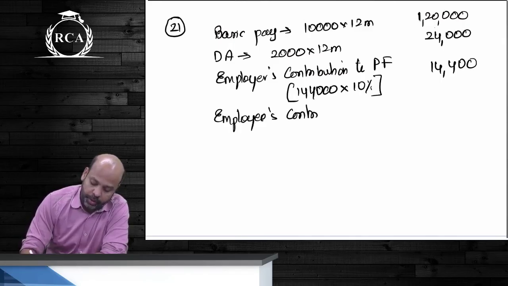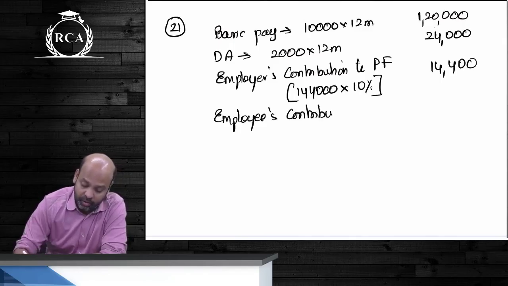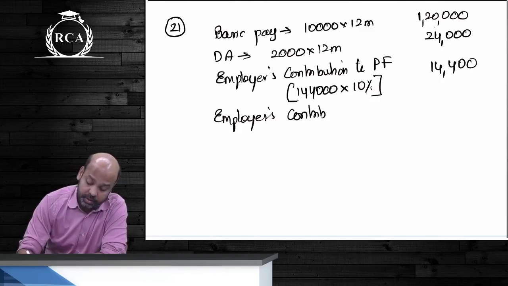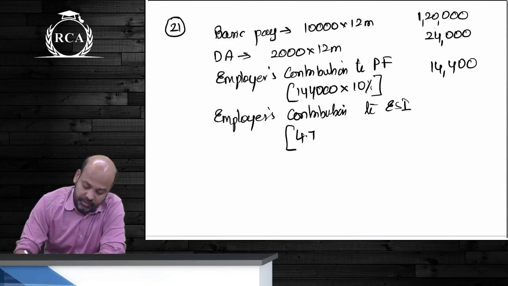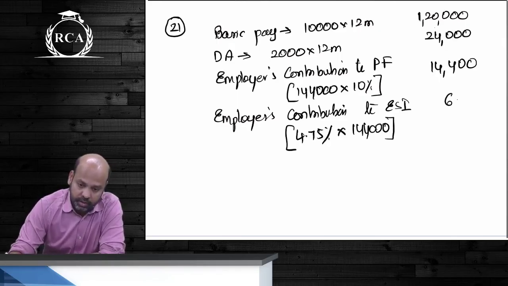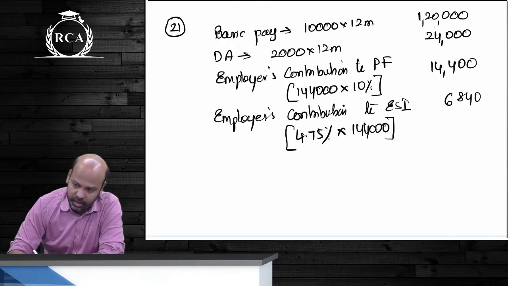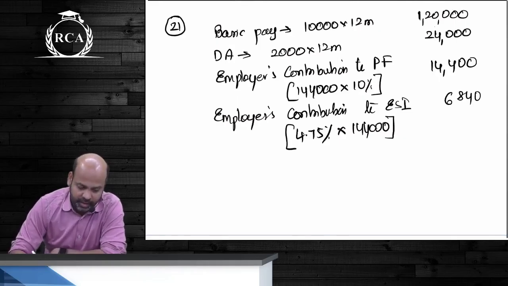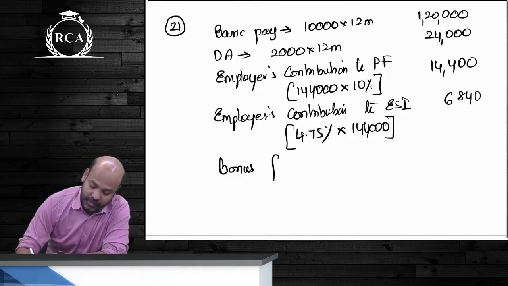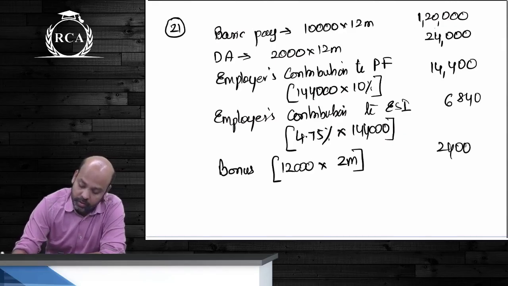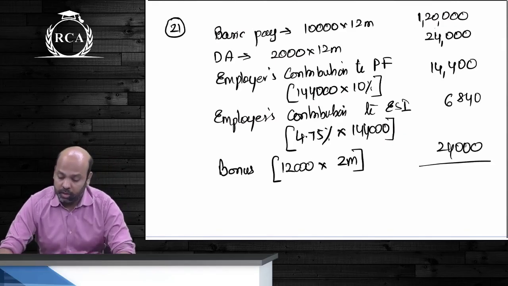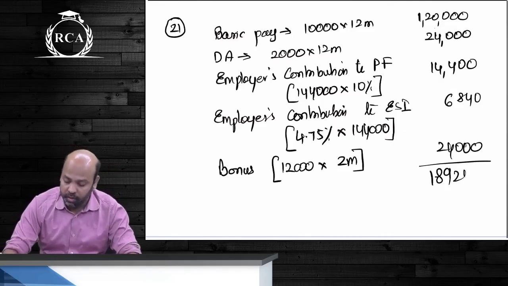Employer's contribution beta to ESI, it will be 1.75% of 1,44,000. कितना है? 2,520. Next beta, bonus. It will be 12,000 guys multiplied by 2 months, 24,000. What's the total amount payable? 1,89,240.